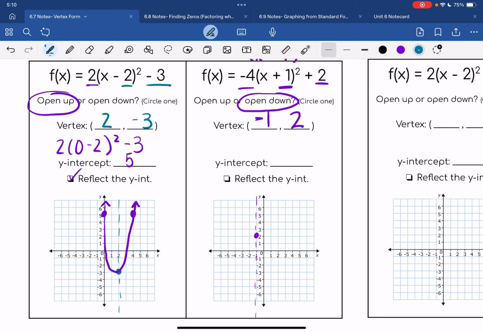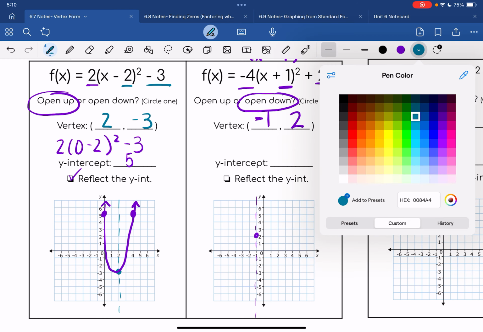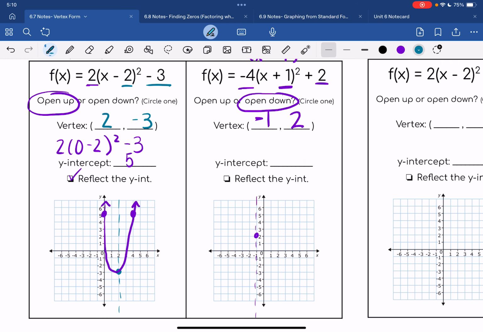Okay, now I can find my y-intercept by plugging in 0 for x. That's going to be -4 times 0 plus 1 squared plus 2. We're going to go ahead and plug that in. So 0 plus 1 would be 1. 1 squared would be 1. -4 times 1 is -4. And then -4 plus 2 would be -2 still.